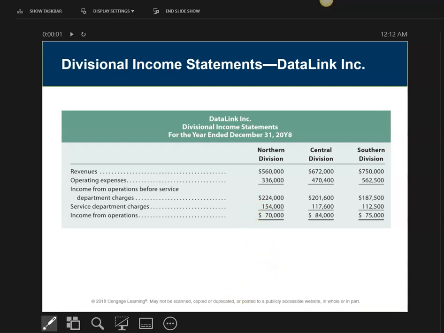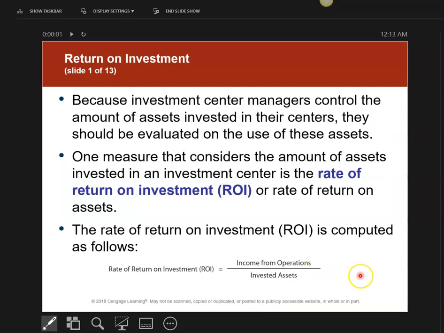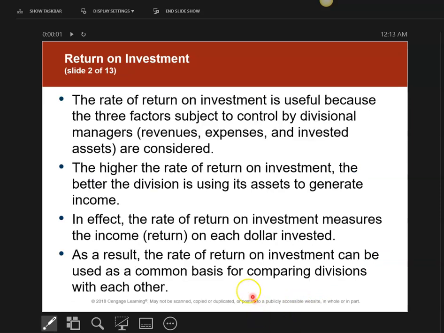So the first thing we're going to look at is called return on investment, or ROI. And here's the formula. You want to write this down. The ROI is equal to the income from operations divided by the invested assets. So write this equation down. This is going to have some equations in here on this one. The reason is that we can't just look at revenue and expenses. We also have to look at the invested assets.